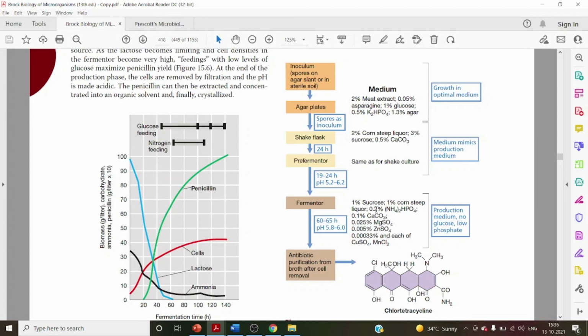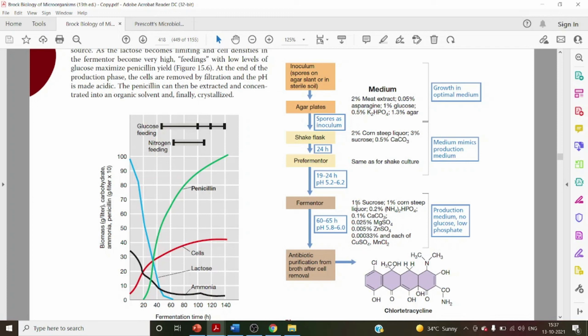This medium is used: 1% sucrose, 1% corn steep liquor, 0.2% ammonium hydrogen phosphate, 0.1% calcium carbonate, 0.025% magnesium sulfate, 0.005% zinc sulfate, and 0.00033% each of copper sulfate and magnesium chloride. This is the production medium, and it doesn't have glucose. Also the phosphate concentration is kept very low, because glucose and high phosphate concentrations repress the synthesis of chlortetracycline.